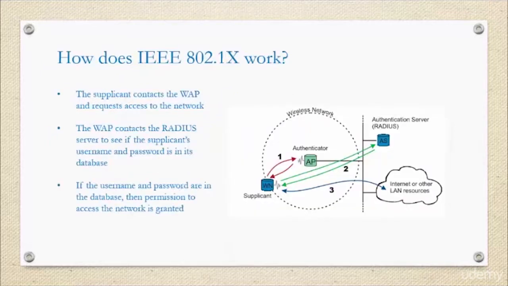So what happens in 802.1x is the supplicant is going to contact the wireless access point, and it's going to request access to the network. The wireless access point is then going to contact the RADIUS server way over here on the right that you see, and it's going to check to see if the supplicant's username and password is in the database. Now, if it is, the computer now has access, right? It has the green light to utilize the network's resources. And that very well means all of a sudden it can start sending data onto the internet and receive data from web servers across the internet.